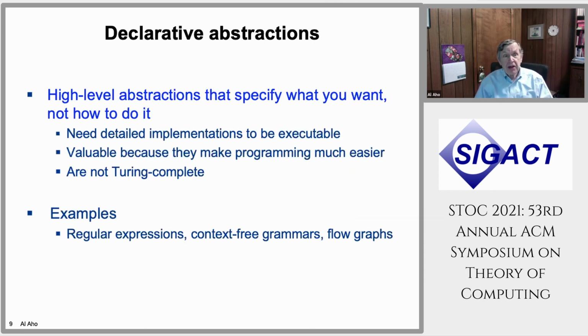The declarative abstractions are probably the most useful. They're high-level abstractions that specify what you want, but not how you do it. They need detailed implementations to be executable. They're very valuable because they make programming much easier, and they're not Turing complete. And I'll use 3 examples, actually 4 examples of declarative abstractions in this talk. 3 from compilers: regular expressions, context-free grammars, and flow graphs. And the 4th declarative abstraction I'll talk about at the end is quantum circuits.